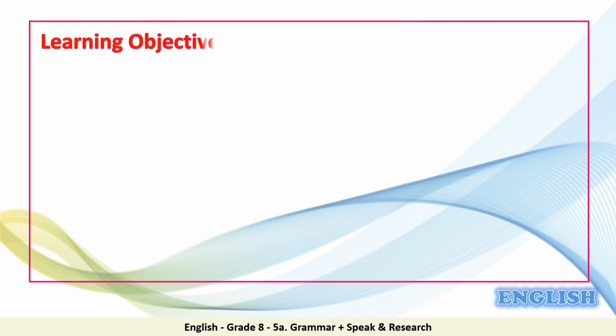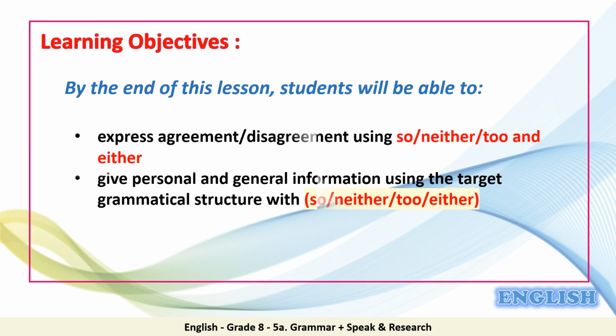Let's first of all start with the learning objectives for our lesson today. By the end of this lesson, students will be able to: first, express agreement or disagreement using so, neither, too, and either. Second, give personal and general information using targeted grammatical structures with so, neither, too, and either.